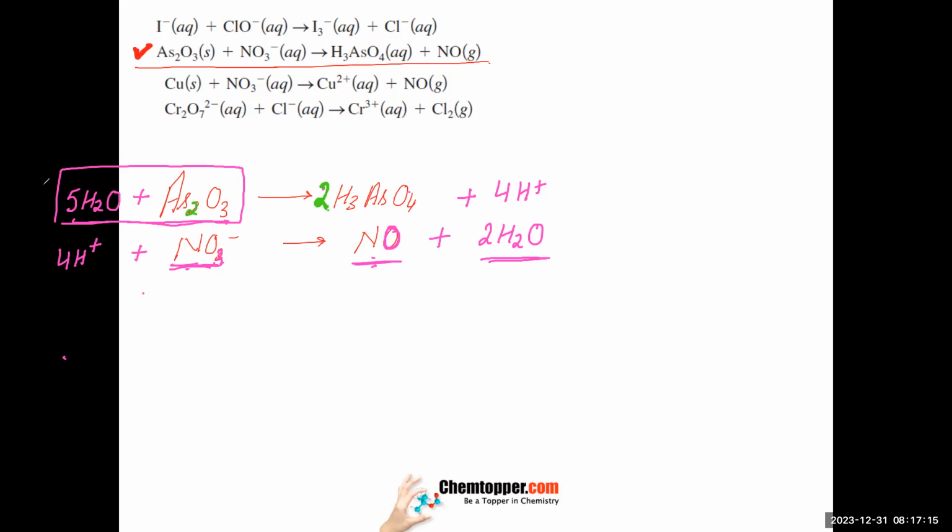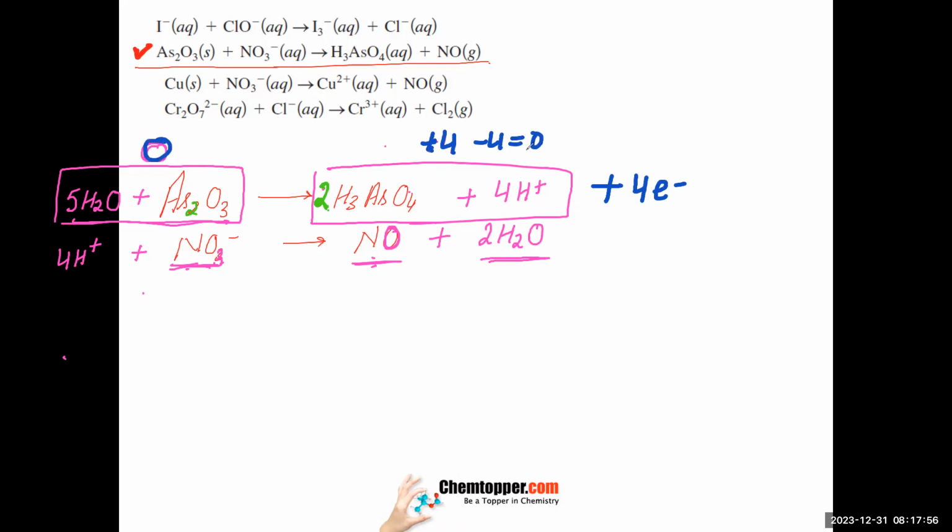Is there any charge here? 0, right? How much is here? This is 0. Yeah, plus 4. So how many electrons should I add on which side? You are going to add 4 electrons on the right side. To neutralize this plus 4, plus 4, now this is minus 4 is 0, 0 equal to 0.